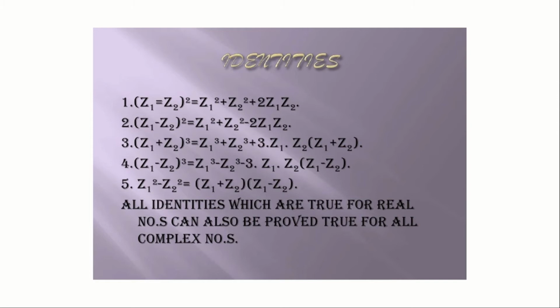In the same way, the second one is (a minus b) whole squared. Third, (a plus b) whole cubed, (a minus b) whole cubed, and a squared minus b squared. In the place of a, we can take z1, and in the place of b, we can take z2. All identities which are true for real numbers can also be proved true for all complex numbers. So these identities are true for both real and complex numbers.